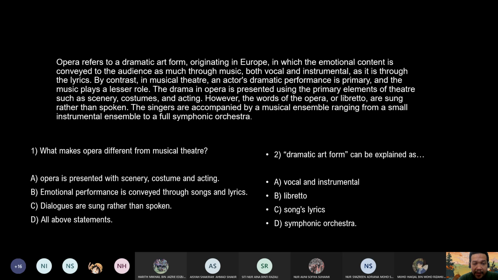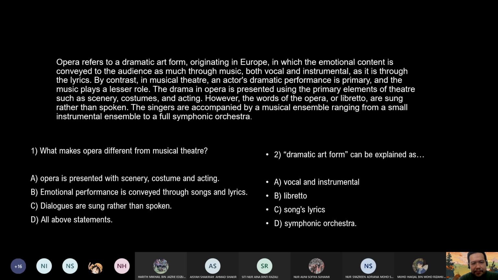The dramatic art form can be explained as... Okay, let me check first because I forgot the answer. Actually the answer could be in line number 1 or line number 2. Art form originating in Europe, in which the emotional content is conveyed to the audience as much through music. See the keyword, both vocal and instrumental, songs lyric. I think it could be C.